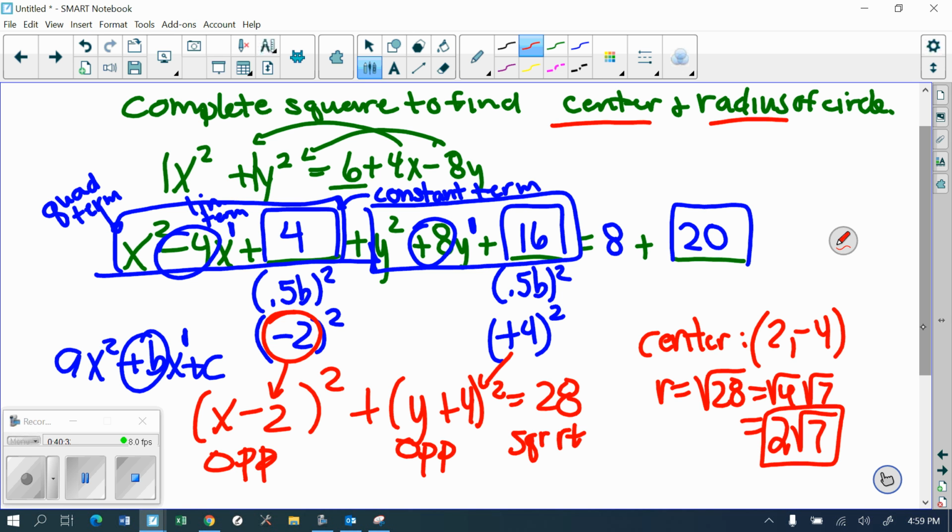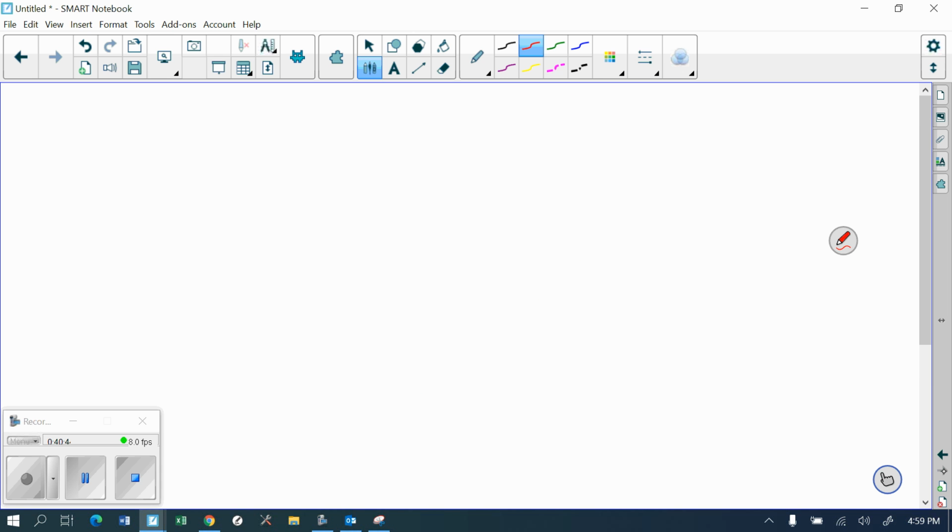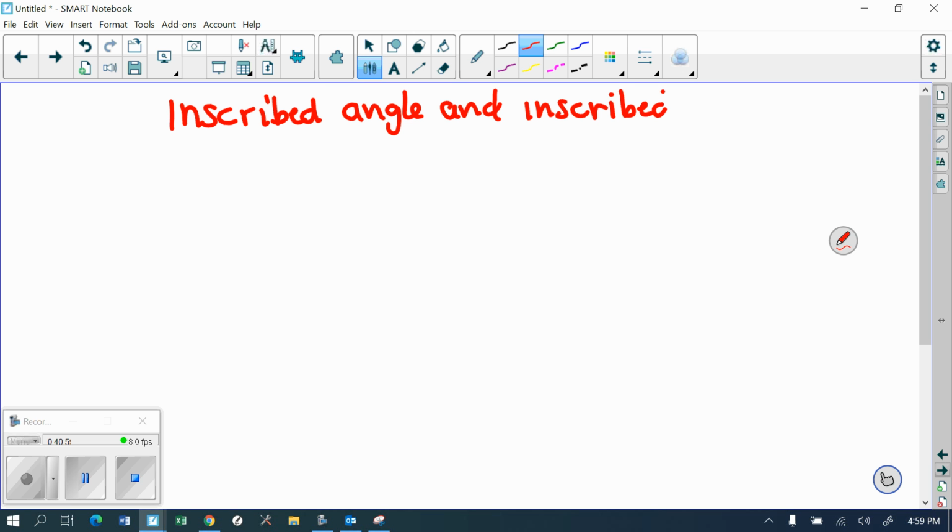Okay, all right, covered those. All right, next we do inscribed circles. Inscribed angles, I meant, and inscribed quadrilaterals. Inscribed angles and inscribed quadrilaterals. I was going to say quads.